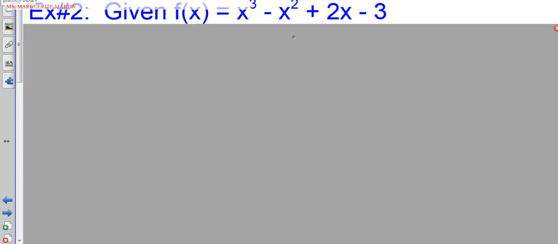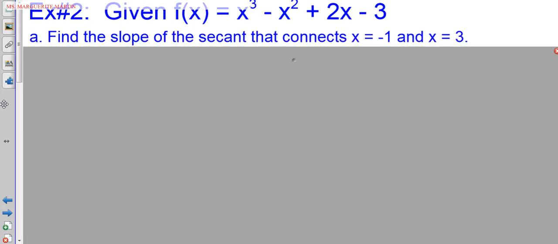Now let's go to our last page. Example number 2. Given f of x, we have a polynomial function, x cubed minus x squared plus 2x minus 3. First, write this: find the slope of the secant that connects x equals -1 and x equals 3. So write that out.